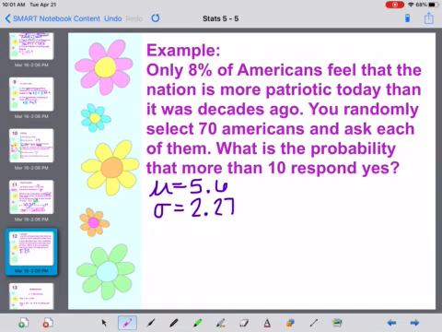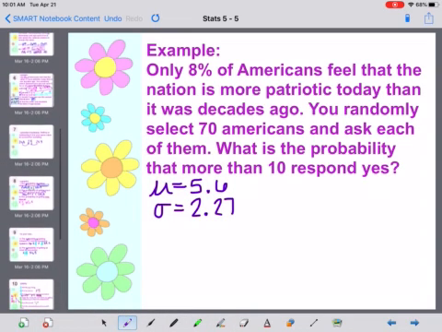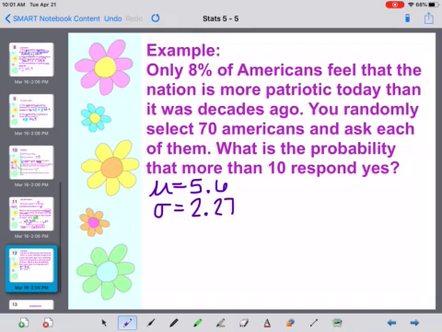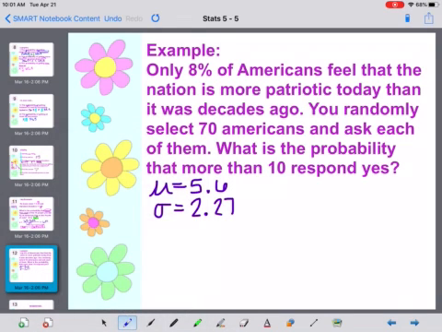The last one about the patriotic part, we actually couldn't do because something was less than 5. But if we were able to do it, we're going to just go through these steps again just because it's good practice. Oh yeah, we could. Sorry, that was a different one. So the mean was 5.6 and the standard deviation was 2.27. So now we just have to decide what our x is, because we know what the mu and the standard deviation is.